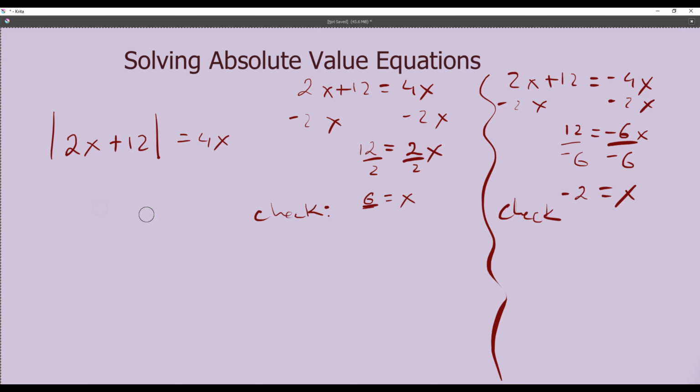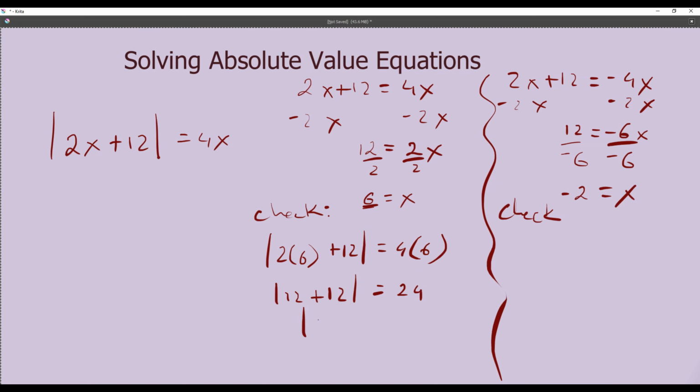Okay, so I put 6 into the original equation. Not these, you have to put it into the original one. So I have the absolute value of 2 times 6 plus 12 is equal to 4 times 6. So 2 times 6 is 12, equals 4 times 6 is 24. So the absolute value of 12 plus 12 is 24. So the absolute value of 24 is 24. So I'm good. Okay. Now when I check this, I put negative 2 in. So I have the absolute value of 2 times negative 2. Whoops.